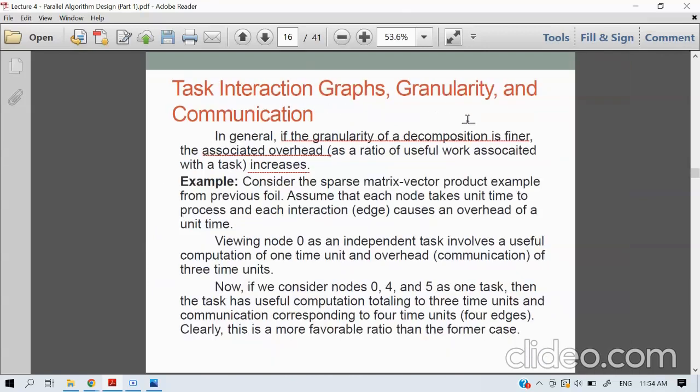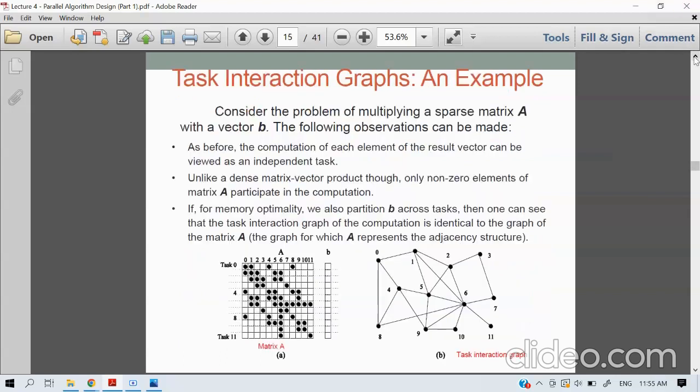Task interaction graph, granularity and communication. In general, as the granularity of a decomposition becomes finer, the associated overhead increases. For example, consider the matrix-vector example from just now. Assume that each node takes unit time to process and each interaction causes an overhead of unit time. If you look at the interactions earlier, you can imagine how many interactions each node has with the other nodes. From there we can see whether it has communication overhead or not.